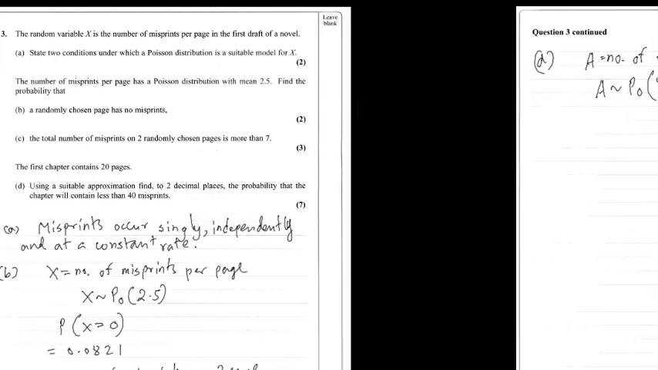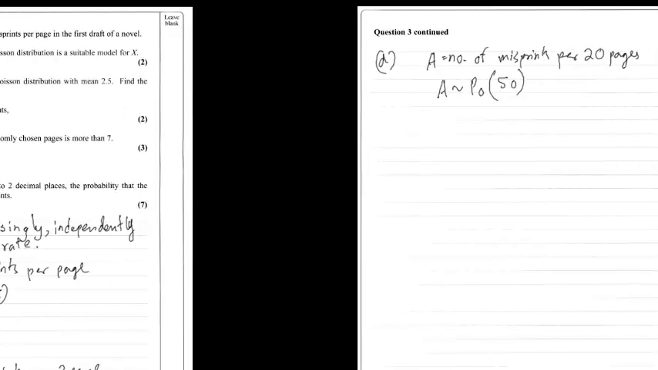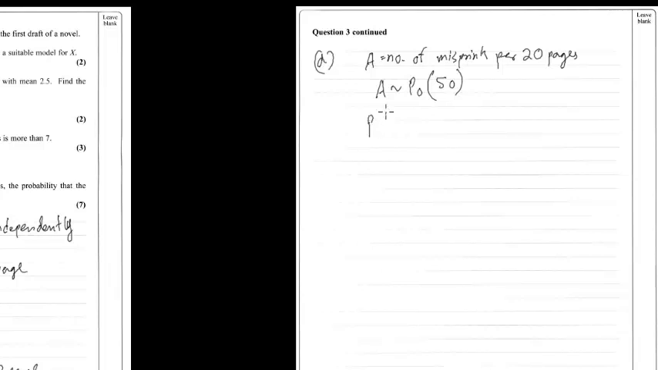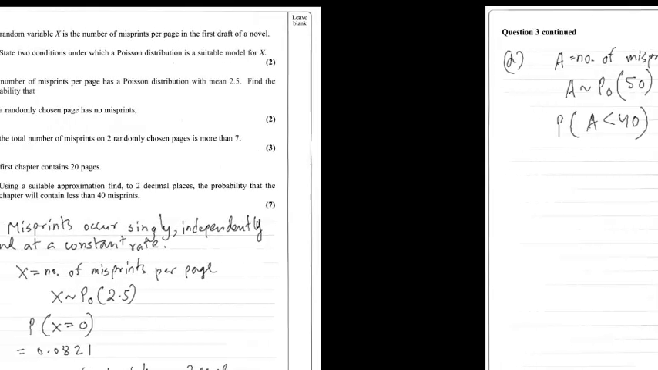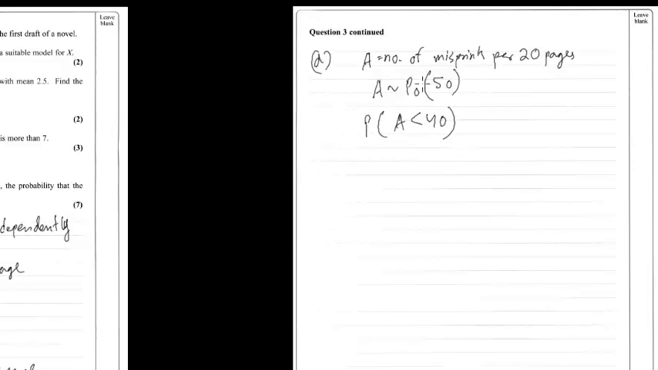Now what is the sum? The sum is we have to find the probability less than 40. So we have to find probability of A is less than 40. Fewer misprints. Less than 40 misprints. That means we cannot use this distribution because in the table lambda is up to 10. Whenever we have to go beyond 10 for Poisson distribution, we have to convert this useless distribution into a new distribution. So what distribution do we use? We use the normal distribution as an approximation.